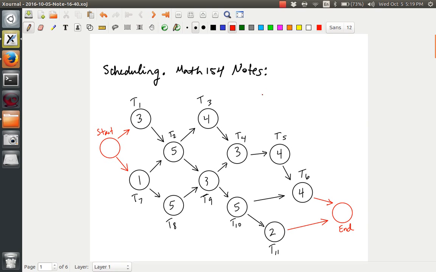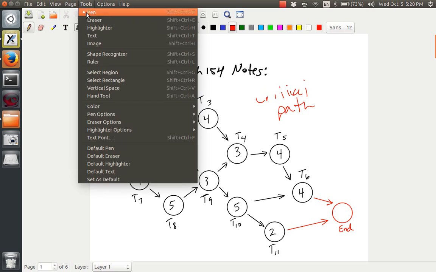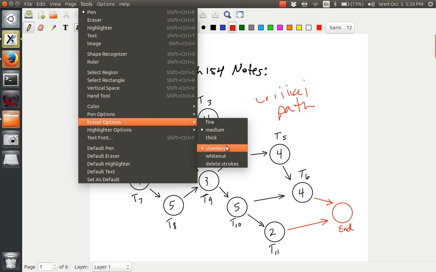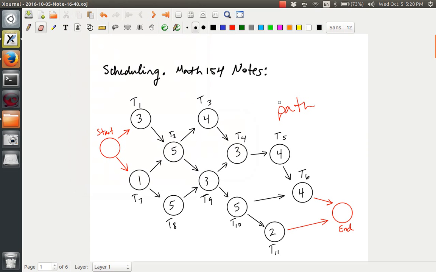So the first concept I want to talk about is critical path, okay, in relation to this particular digraph. What is a critical path for the above digraph? And you're supposed to, at this stage, find it just by trial and error.